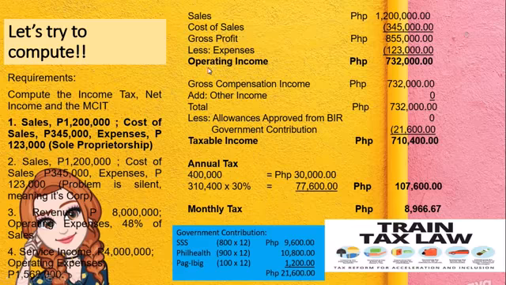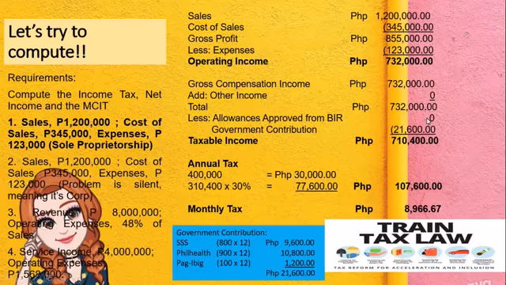Operating income also means gross compensation income for the computation of tax. So we have 732,000. This business had no other income, so it will be 0. Less allowances approved from BIR, so it will be 0. And then the government contribution. You as a sole proprietor can also deduct your own SSS, your own PhilHealth, your own Pag-IBIG. So you can deduct it as part of your government contribution.